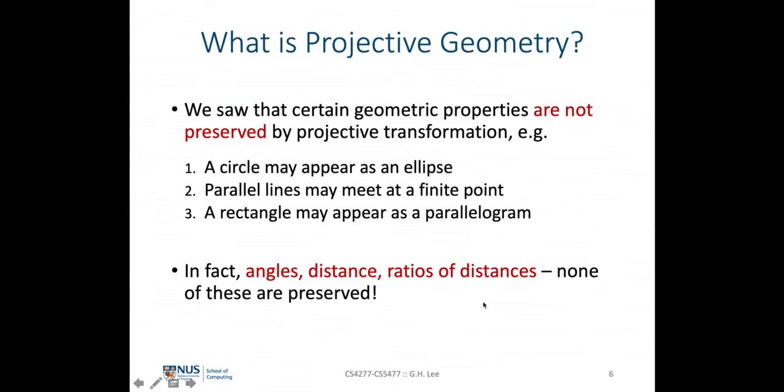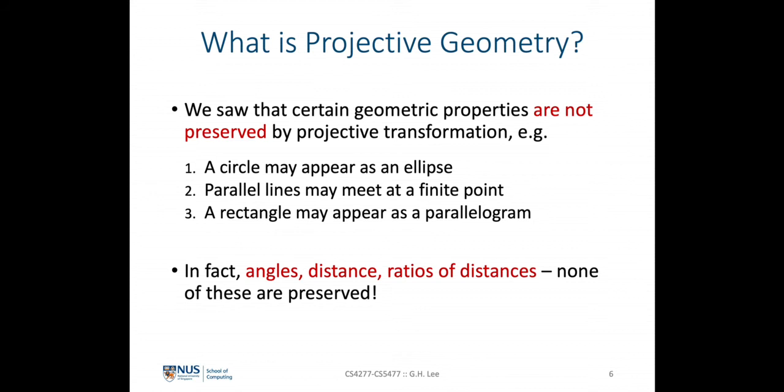We saw from the previous slide that certain geometrical properties are not preserved by projective transformation. In particular, we saw 3 examples. A circle may not appear as a circle anymore. It becomes an ellipse. Parallel lines will not stay parallel. They actually meet at a certain finite point when projected into the image. And a rectangle may appear as a parallelogram when it has undergone some form of projective transformation.